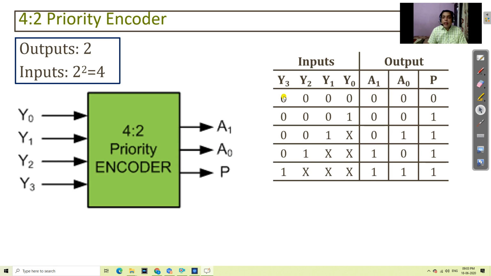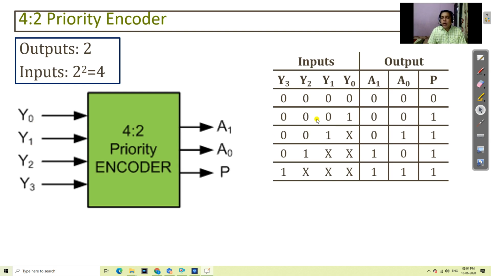When all the inputs are 0, the priority output p is equal to 0, and a1 and a0 are also equal to 0. When p is equal to 0, it indicates that nothing is present at the input lines. No input line is active high. All input lines are at logic 0. So that is the representation of this line.